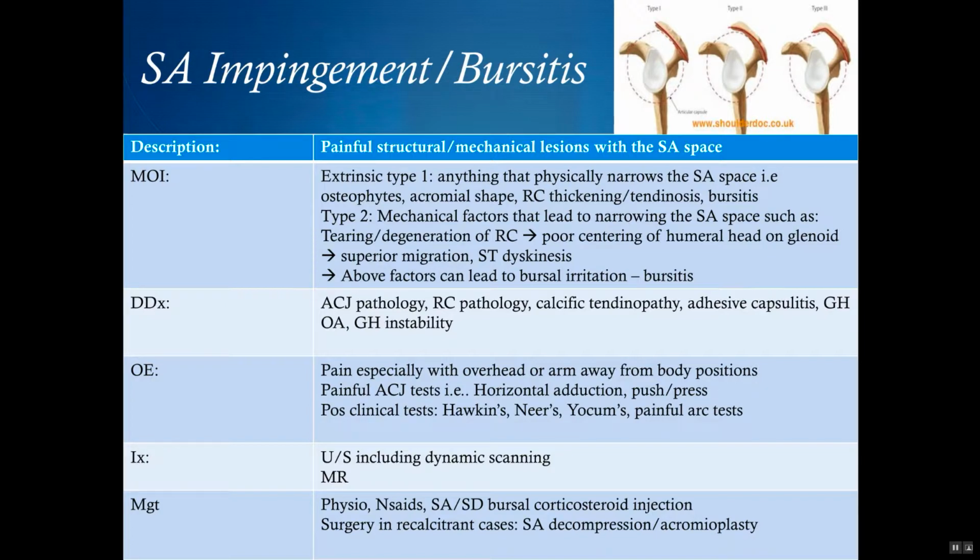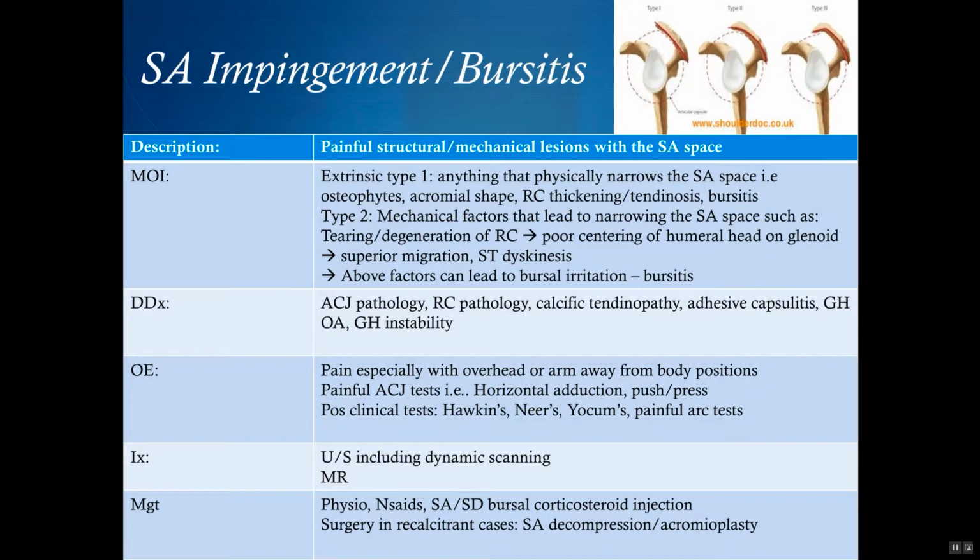In terms of acromial shape, if you look at the diagram up top, courtesy of the Shoulder Doc website, you can see the type 3 hooked acromion predisposes a bit to impingement in the subacromial space because of that downhooking of the acromion. In terms of other causes of impingement, there can be mechanical factors that lead to narrowing of the subacromial space, such as tearing or degeneration of the rotator cuff, which leads to poor centering of the humeral head on the glenoid, which can lead to superior migration of the humeral head, coupled with scapulothoracic dyskinesis. All of these factors can lead to bursal irritation and bursitis.